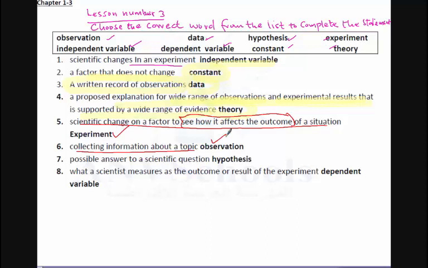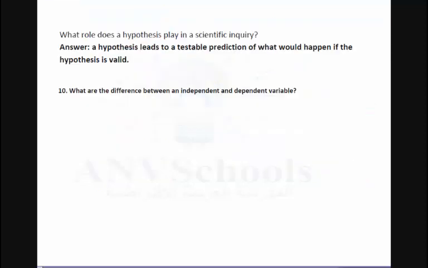Then possible answers to scientific questions are hypotheses. Next, what a scientist measures as the outcome or result of an experiment is a dependent variable. These were the words that were supposed to be used to fill the blank spaces that were missing in that session.